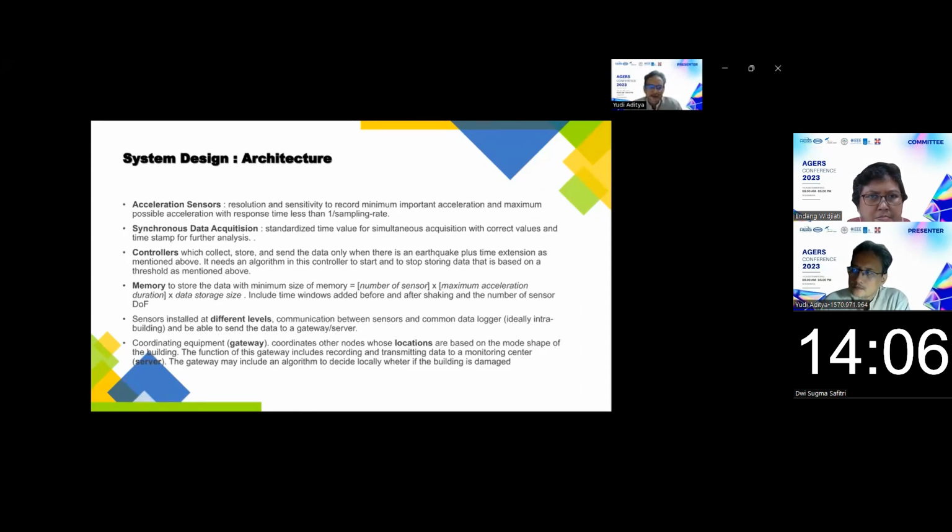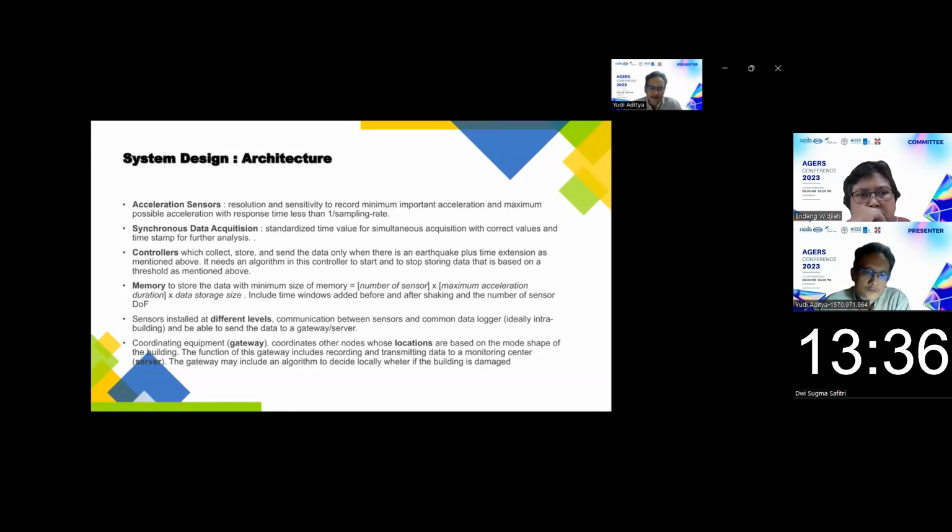Controllers which collect, store, and send the data only when there is an earthquake, plus time extension as mentioned above. It needs an algorithm in this controller to start and stop storing data based on a threshold as mentioned above. Memory to store the data, with the minimum size of memory equal to the number of sensors times maximum acceleration duration times data storage size. And this should include time windows added before and after shaking, the number of sensors, and the degrees of freedom.